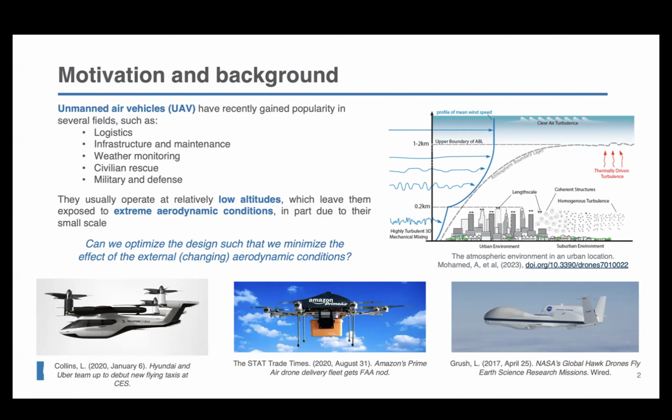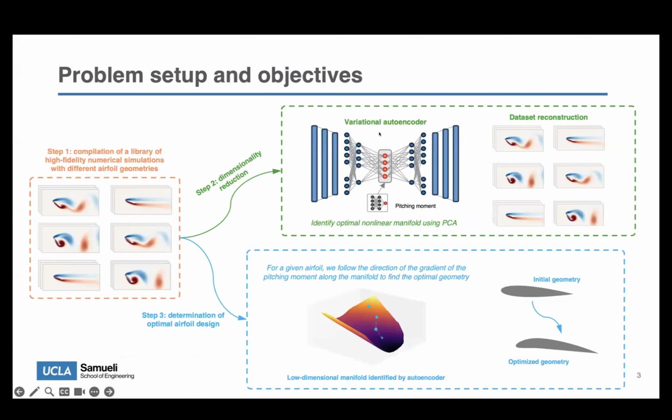But the problem with these vehicles is that because of their small scale, they're exposed to very strong and very unsteady aerodynamic conditions, even in urban settings. If you can see the figure on the right, these are very unsteady conditions, unfortunately. And so what we would like to do with our research is answer the question of what is the optimal airfoil design for these small scale vehicles that can better equip them to contend with these strong and unpredictable aerodynamic conditions. And so what we propose is a 3-step process.